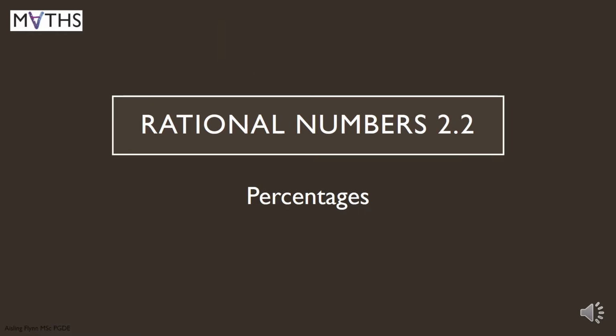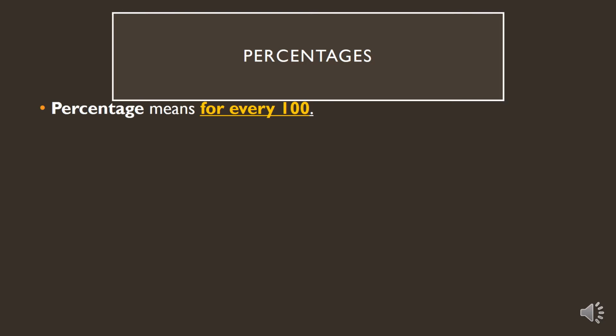This is rational numbers 2.2, percentages. Percentage or percent means for every 100.